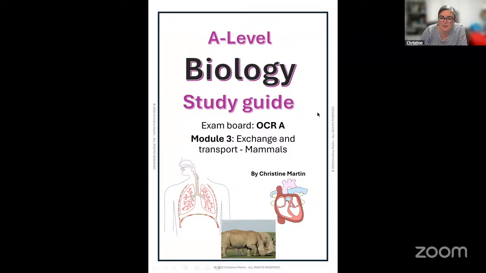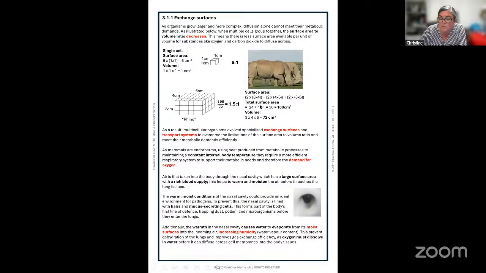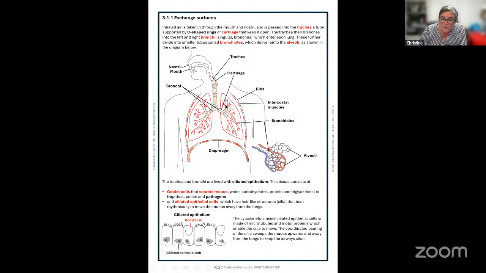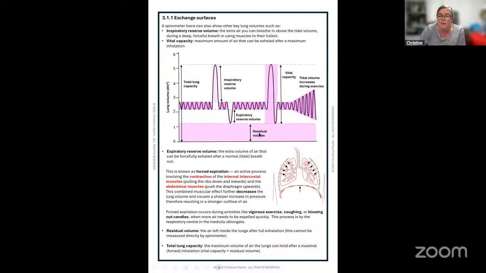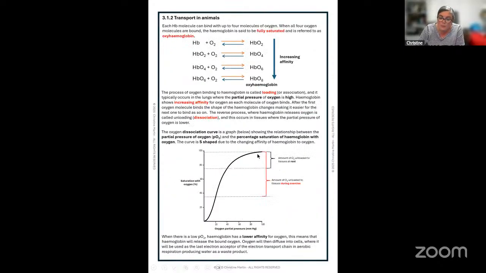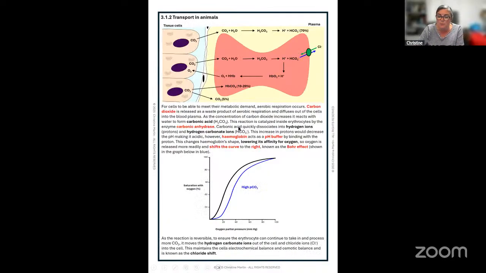So this is my study guide, which I am working on at the moment. You can see it's about exchange surfaces, talking about how to measure them, and the information you need going into the mammalian exchange system. Then it goes on about the medulla oblongata and your different spirometer traces, how you read them, the alveoli, working your way through, hemoglobin, talking about the dissociation curve. It makes its way through to the different ways in which the carbon dioxide can be transported, your dissociation curve to do with the Bohr shift.